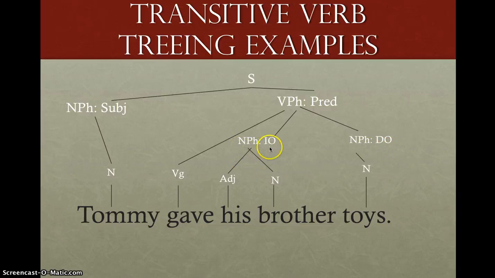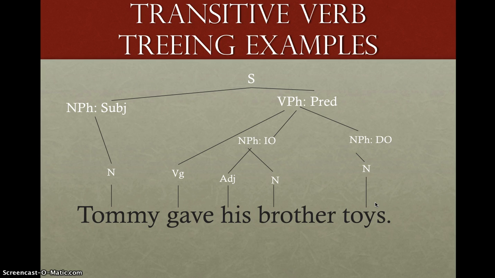So we have indirect object. Remember, indirect object, IO, is who the noun is being given to. The DO, or the direct object, is what is being given away. All right, so we have adjective, his brother, and then we have noun phrase, direct object. There's one option. Pause the video, and write that down.